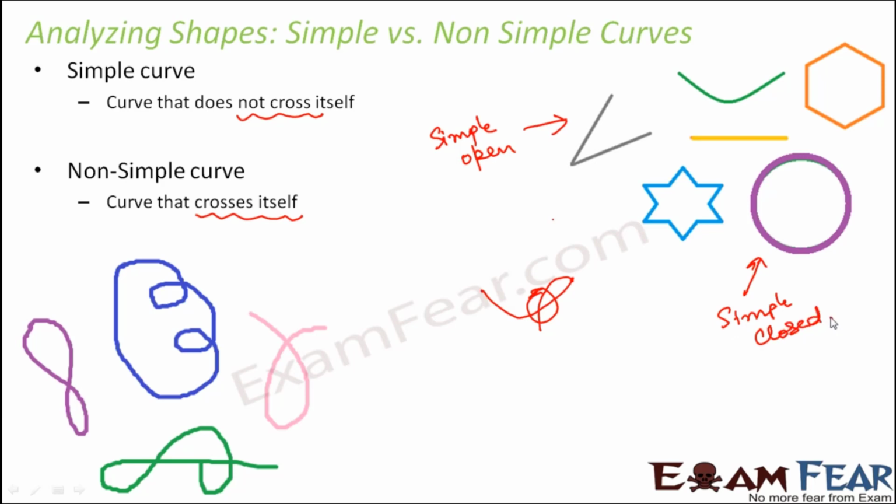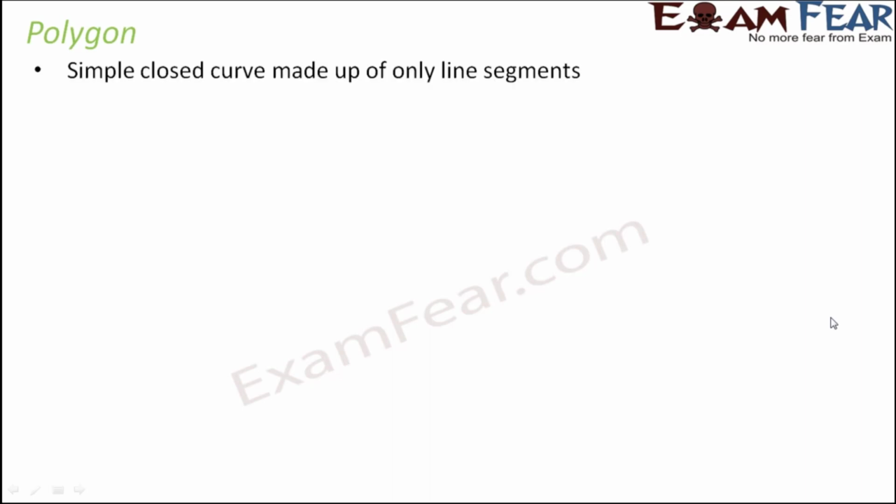Now why are we talking about all this? Because we should have some idea about various shapes before we start talking about quadrilaterals, because a quadrilateral also is a specific type of shape. So with this, I think it's clear which is a simple curve and which is a non-simple curve. Now that we have some idea about shapes, let us talk about polygon. The word poly means many, so it is basically a shape with many sides.